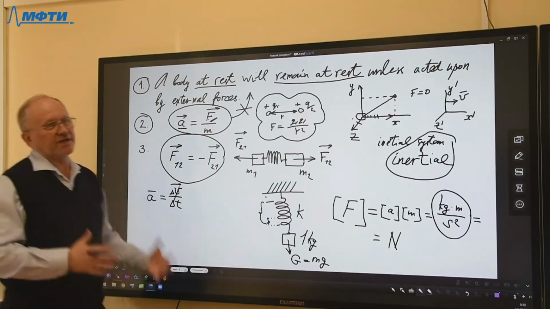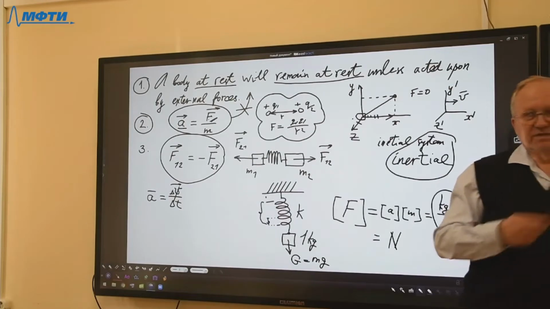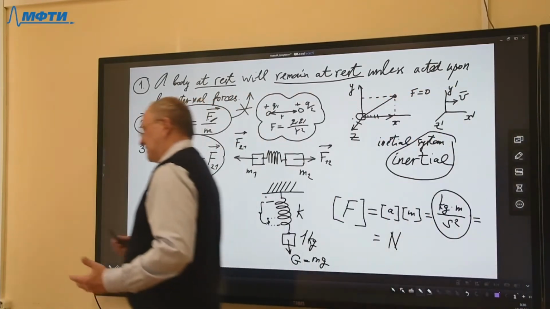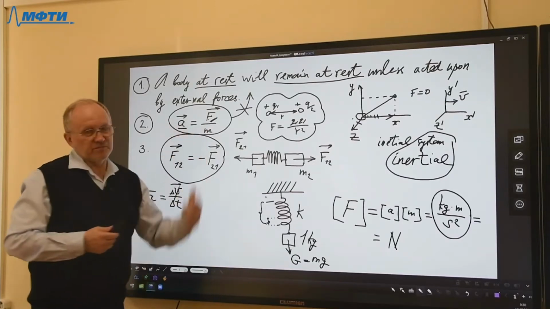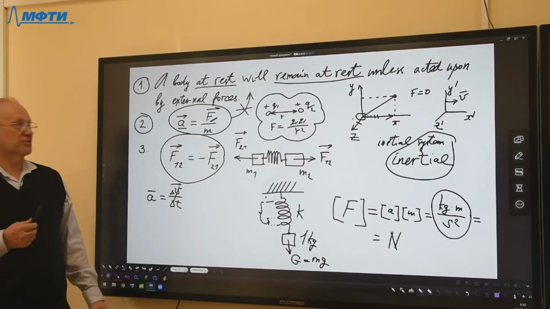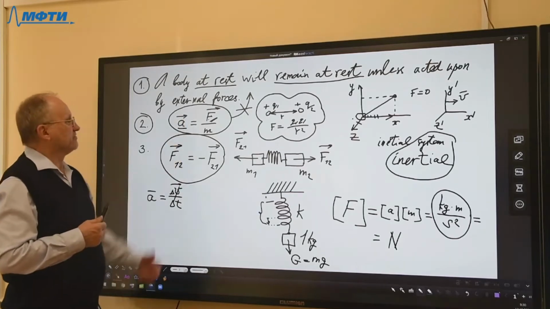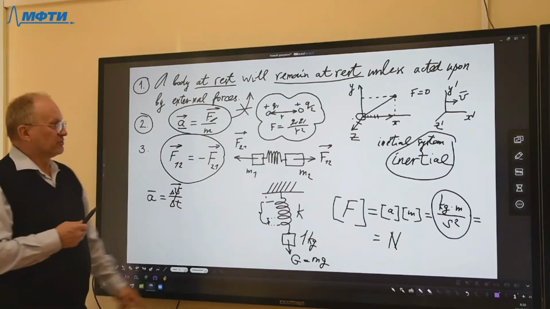In general case, for example, for particles moving inside the atom or inside the molecule, it's impossible to use Newton's law because laws are different there. Laws are different in relativistic physics and in quantum physics. This law will not be true.